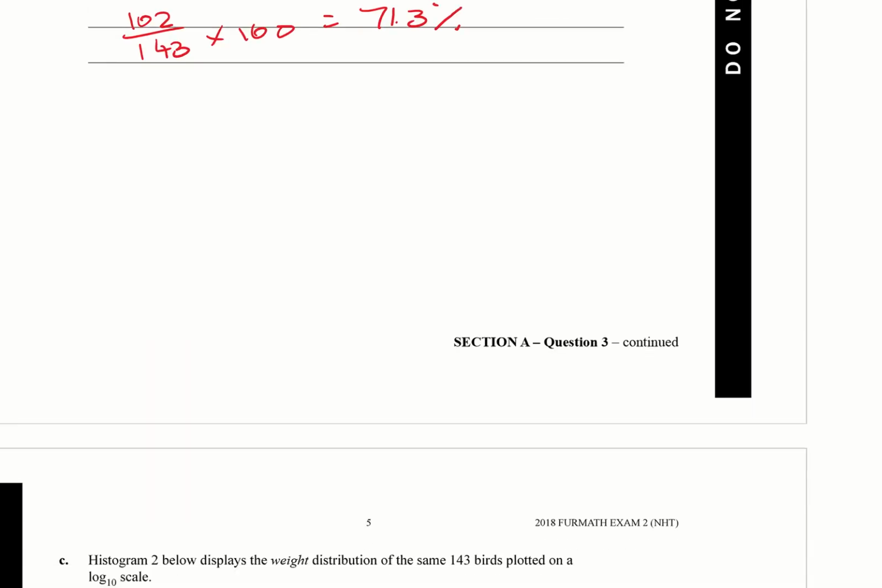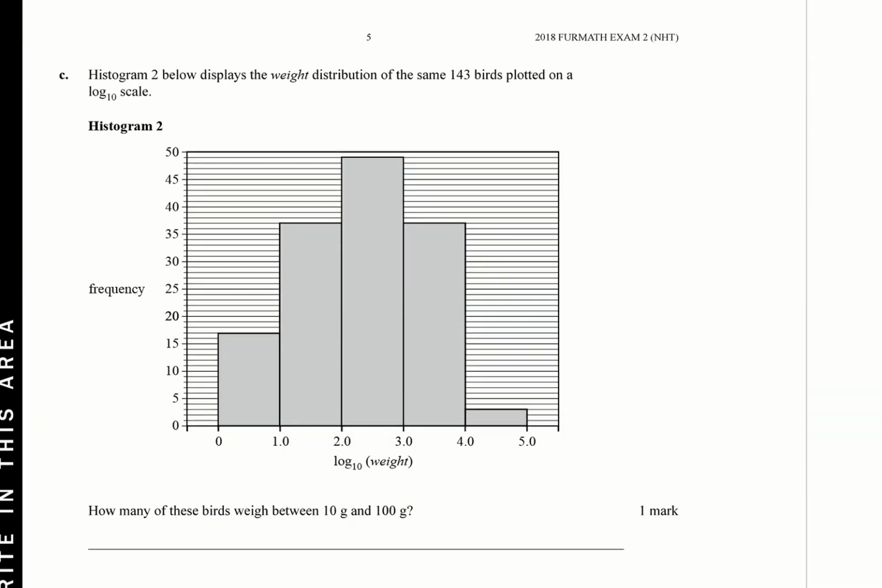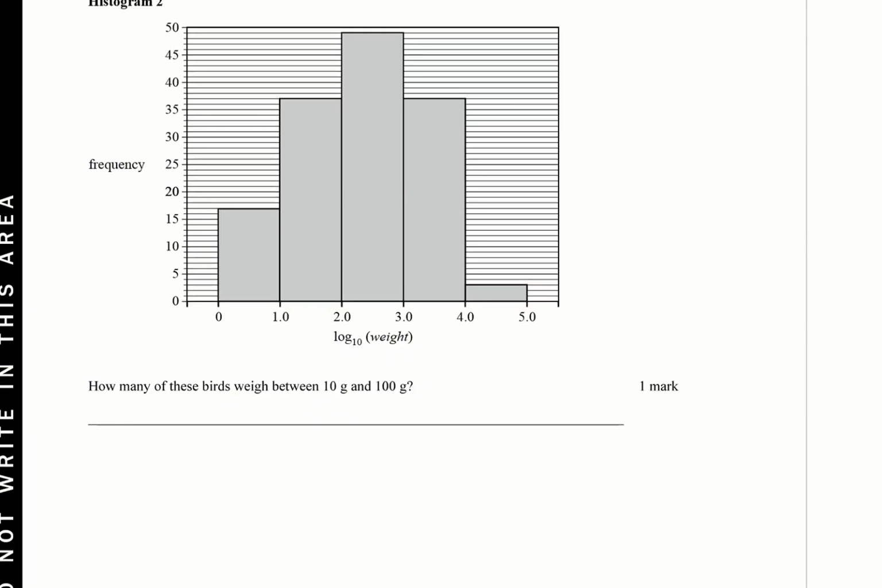Now if we come down to question C, histogram 2 shows the weight distribution of those same birds plotted on a log 10 scale, because we're talking about grams here. The way we translate this in terms of the log value, this equates to 1 gram, and this equates to 10 grams, because 10 to the 0 is 1, 10 to the 1 is 10, 10 to the 2 is 100, 10 to the 3 is 1,000, 10 to the 4 is 10,000, and 10 to the 5 is 100,000.